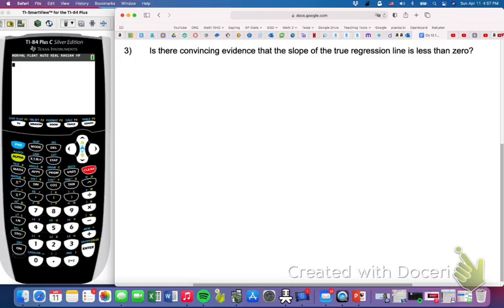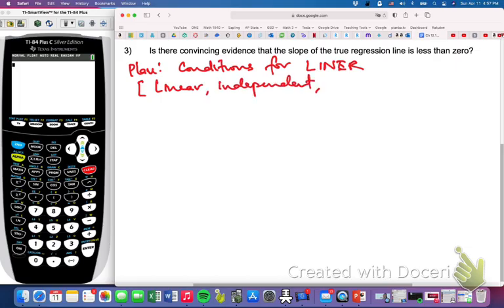Okay, so let's continue. The next step is plan, and this is where we try to look for the conditions. In this case, for the inference for regression, there are not just 3 conditions, there are 5 actually. And it fits the acronym LINER: L-I-N-E-R, right? L stands for linear, I stands for independent, N stands for normality, E stands for equal variance.